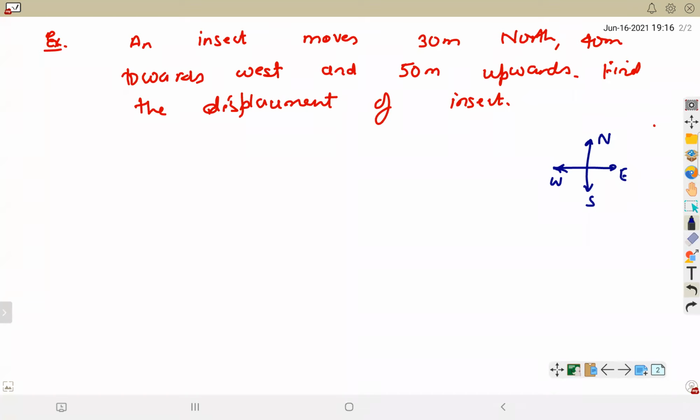Sir, is it 50 root 2 meters? Yeah, it's 50 root 2 meters. I'm just asking where is the upward direction? Sir, it will be up only. No, up means, if we show north, south, east, west like this, then where is the upward direction? Out of the plane. Sir, west only. Sorry, out of the plane. Out of the plane, upwards.